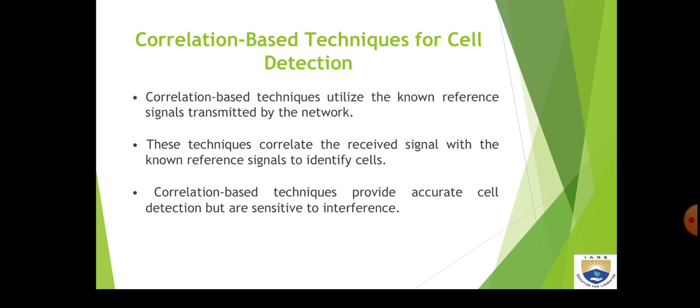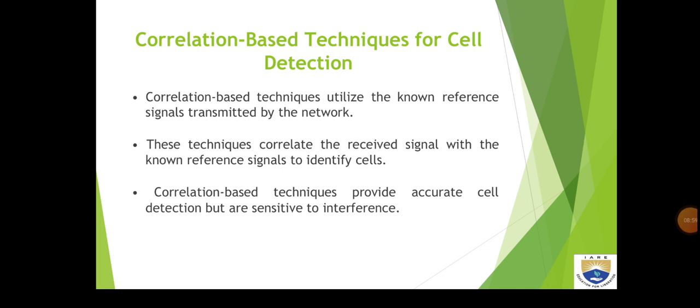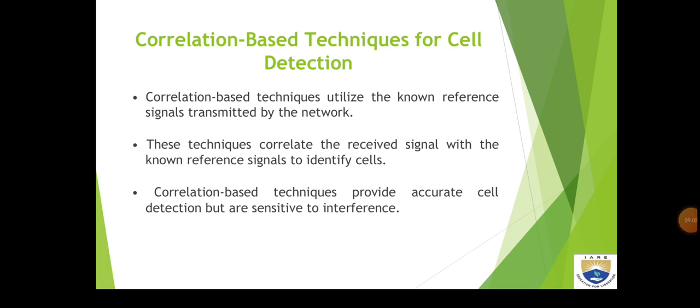Correlation-based techniques for cell detection. Correlation-based techniques utilize the known reference signals transmitted by the network. These techniques correlate the received signals with the known reference signal to identify cells. Correlation-based techniques provide accurate cell detection but are sensitive to interference.